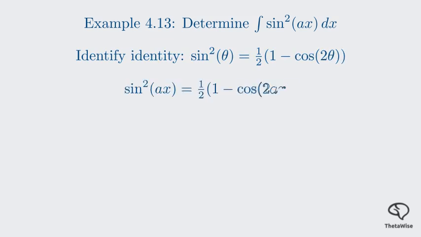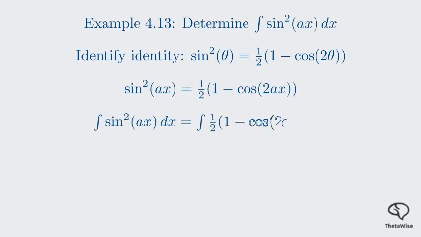So, substituting ax for theta, we get that sine squared of ax is equal to 1/2 times 1 minus cosine of 2ax. This is the first crucial step. Now we replace sine squared of ax in our integral with this new expression. The 1/2 is a constant, so we can pull it out front. This leaves us with 1/2 times the integral of 1 minus cosine 2ax with respect to x.